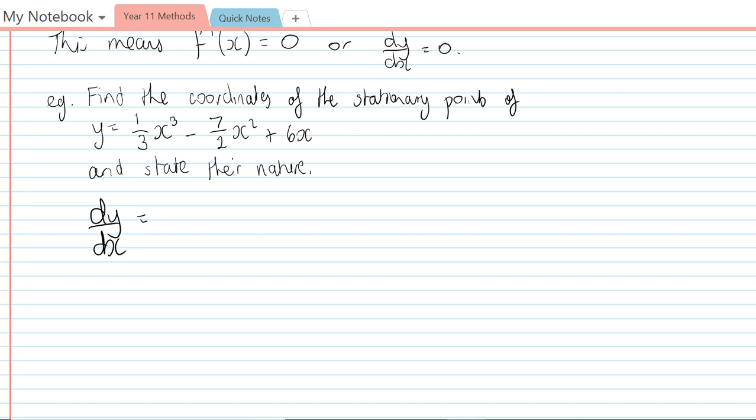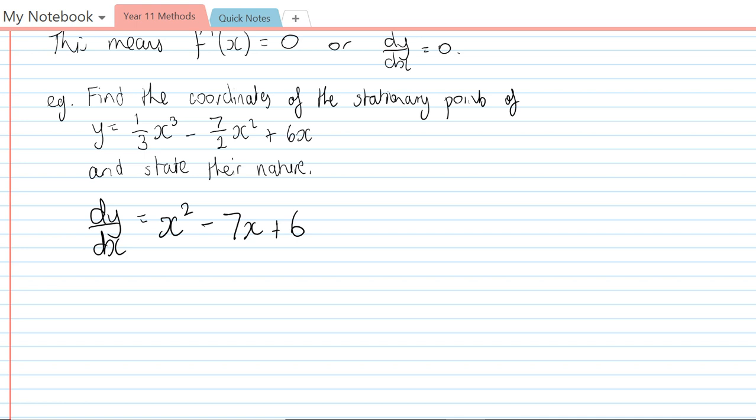dy/dx is, and now we'll take the 3 down the front, so 3 times 1/3 is just 1x, and then I decrease the power to 2, minus, I've got 7/2 x squared, so I take the 2 down the front, it's going to cancel out with the other 2 here, so we'll be left with 7x, and the power should be 1. And then the 6x, when we differentiate that, just becomes 6. So I found out what the derivative is.